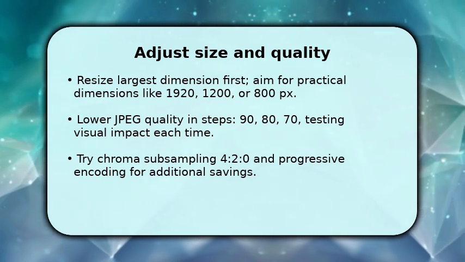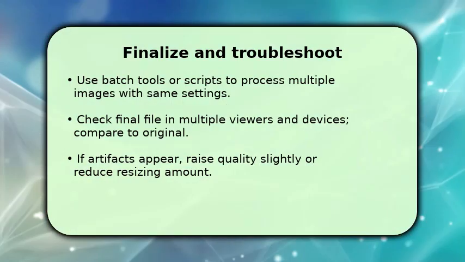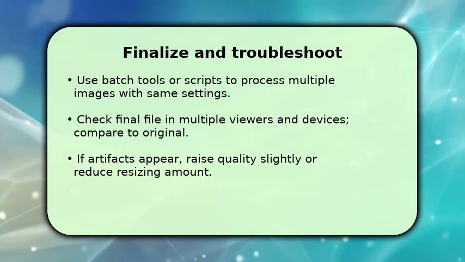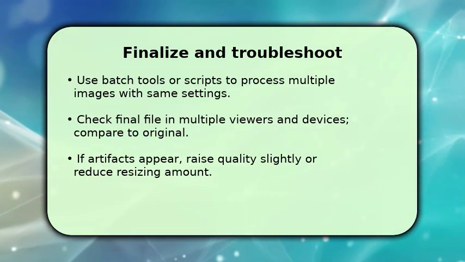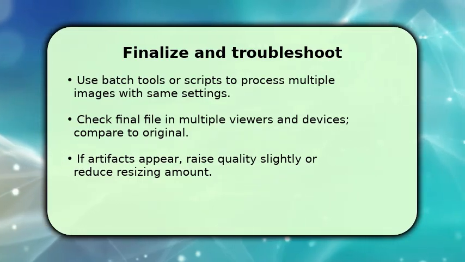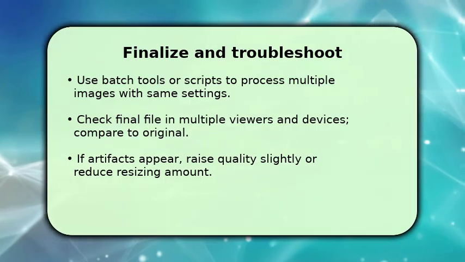You're almost done. Export the final JPEG with the quality and encoding that met your target, then save with a descriptive file name. Once saved, view the image on different devices and browsers to ensure color and compression artifacts are acceptable. If you have many images, automate the steps with a batch export or command line tool to maintain consistency.